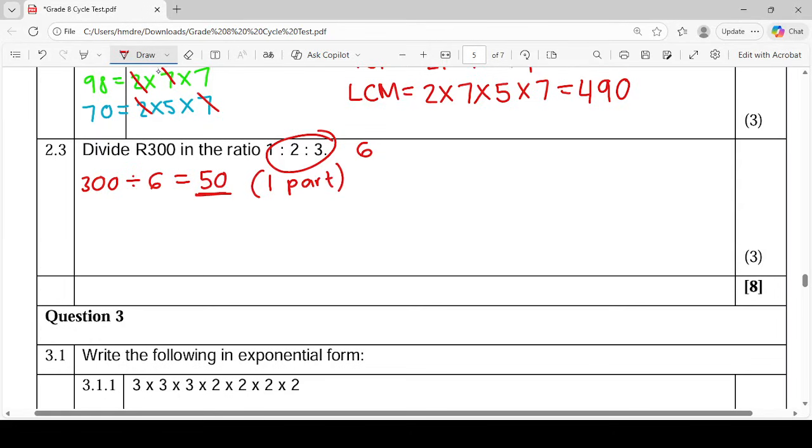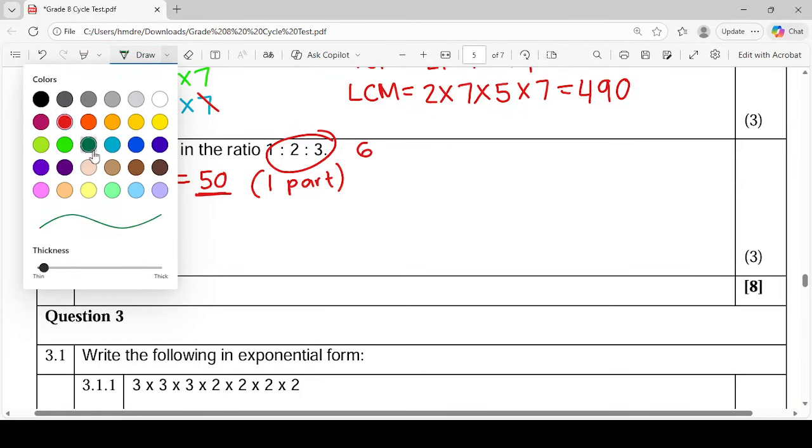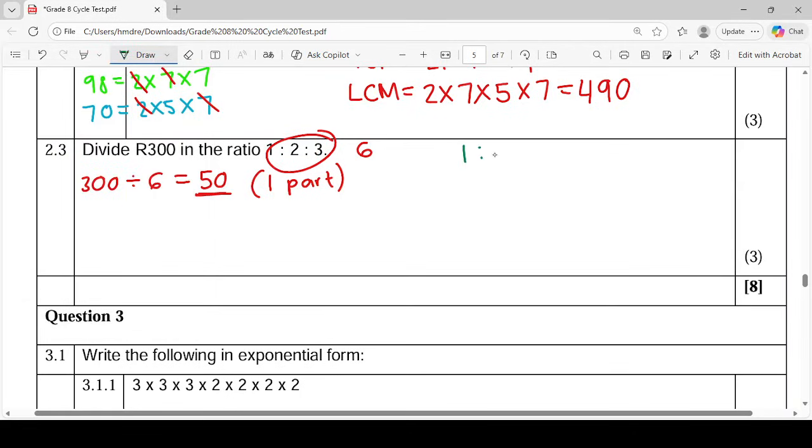Okay, so in this ratio, 1 to 2 to 3, that means 1 part is 50 Rand. So 2 parts is double that. That's going to be 100 Rand. And 3 parts is triple that, so it's going to be 150 Rand. And then just to check that your ratio is fine, you just add these all up to make sure it still adds up to 300. So 50 and 100 is 150, add 150 is 300.